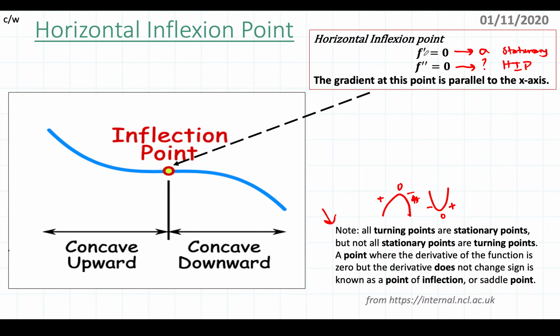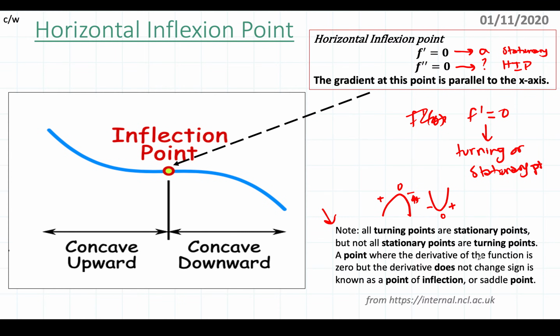So this is when the derivative is equal to 0, because by definition, if the first derivative is equal to 0, it means it's a turning or stationary point. So by definition, all turning points are stationary points, but if it's a stationary point, then it could be a turning point, but it could also be an inflection point.